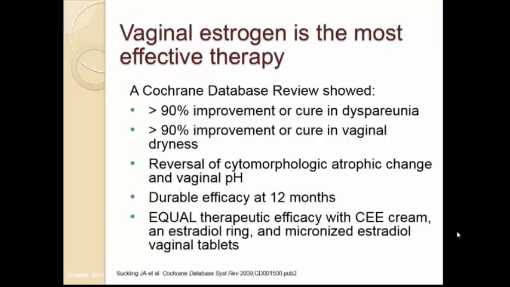Vaginal estrogen is the most effective therapy for GSM. A Cochrane database review showed greater than 90% improvement or cure in dyspareunia, greater than 90% improvement or cure in vaginal dryness, a reversal in cytomorphological atrophic change and vaginal pH, durable efficacy at 12 months, an equal therapeutic efficacy with CEE cream, the estradiol ring, and micronized estradiol vaginal tablets.